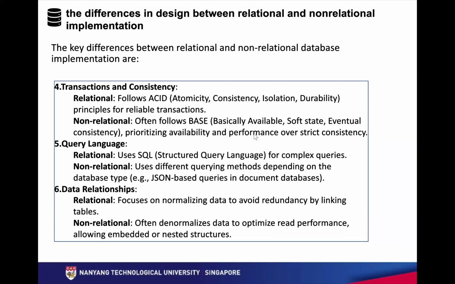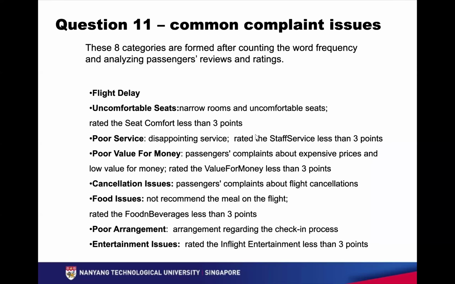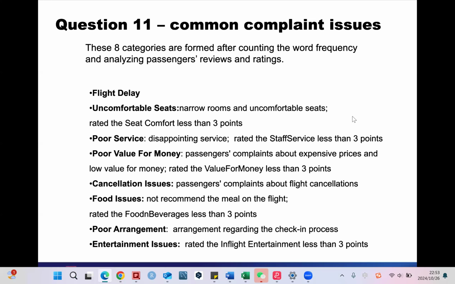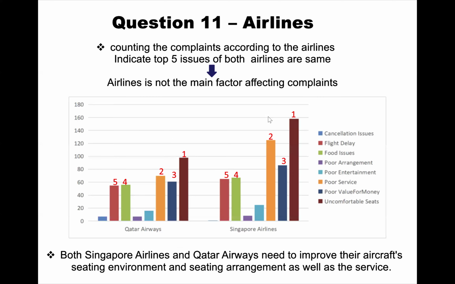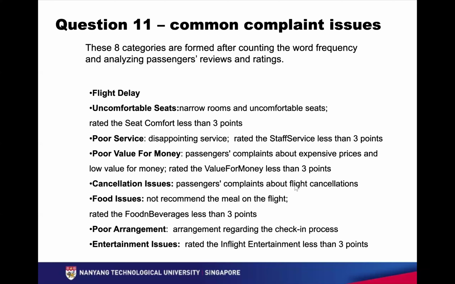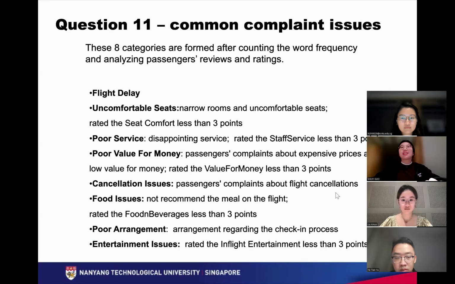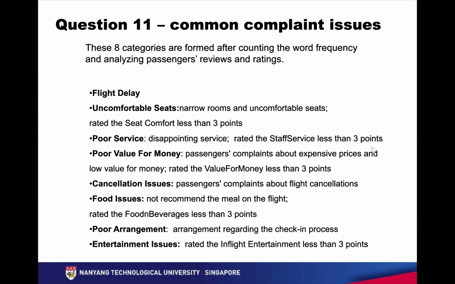Okay, let's move to the next topic. For question 11, we try to display the 5 common complaints for each airline and the type of travelers. I think the text reviews provided by each passenger are very different. We assume that the types of complaints can be classified into categories. So the following are the 8 categories formed after counting the word frequency and analyzing passengers' reviews and ratings.